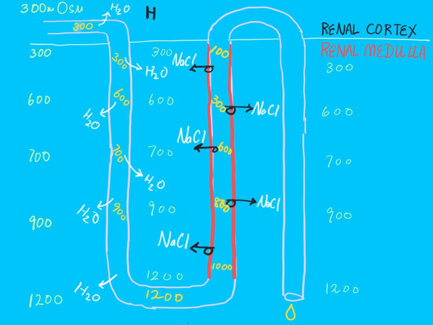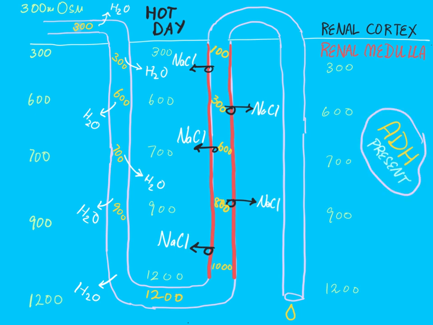On a hot day, we lose body fluids through our skin. To make up for this loss, the posterior pituitary releases a hormone called ADH or antidiuretic hormone. The antidiuretic hormone makes the DCT and the collecting duct much more permeable to water. As a result, water follows the salt as we saw before, and the inside of the tubule, the DCT and the collecting duct, becomes more concentrated. And the result is a small volume of urine that is produced, and this urine is highly concentrated.